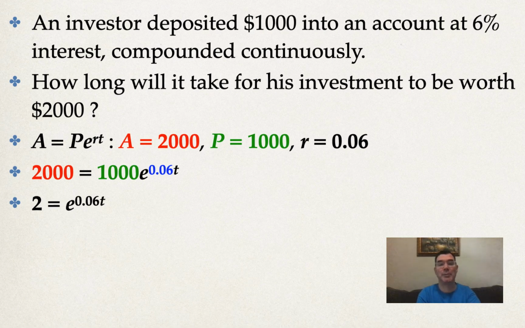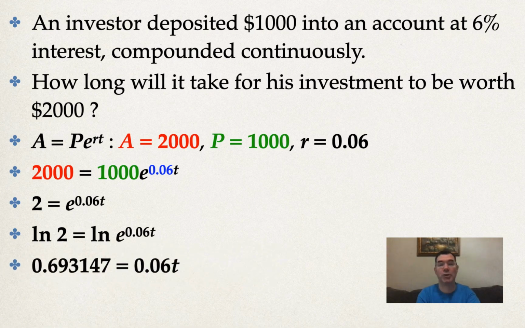So now I run into problems because I need to get rid of that e. But we've already talked about how to get rid of e. The opposite of e to the something is the natural logarithm. So I'm going to apply that to both sides. The natural log of 2 will equal the natural log of e to the 0.06t. And as we discussed before, if I have the natural log of e to the something, that simplifies to just be the exponent. So the natural log of 2, which my calculator says is that weird decimal, equals just 0.06t. And so if I divide both sides by that 0.06, I'm going to get that t equals 11.552.